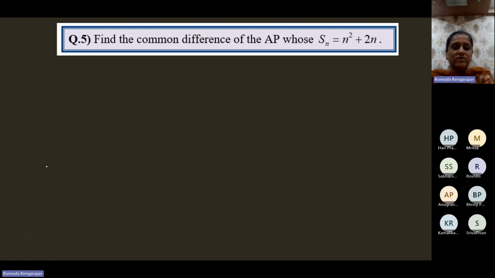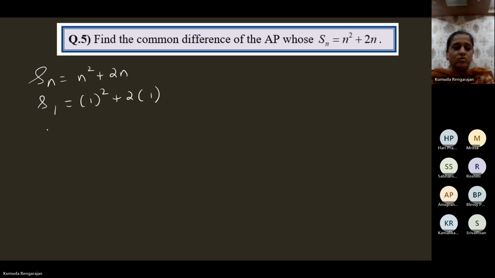Okay, now what are we given? We're given Sn. So Sn is equal to n squared plus 2n. All right, now we can do only this. We can only give values for n. So let's find S1. It's 1 squared plus 2 into 1. So S1 is equal to 1 plus 2. S1 is equal to 3.